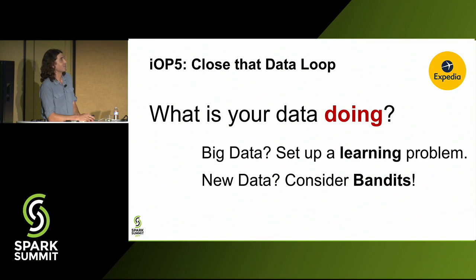Okay, anyway, so here's the fun part, right? Close the data loop. That's the product person in me. Close the data loop. What is your data doing? Do you have big data? Awesome. Set up a supervised learning problem. That's right. This is fine. You have new data? Consider some bandits. Multi-arm bandits, contextual bandits. You can do a lot of new stuff, especially set up your priors appropriately, whatever.